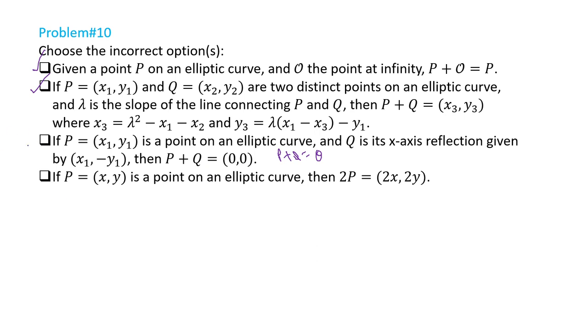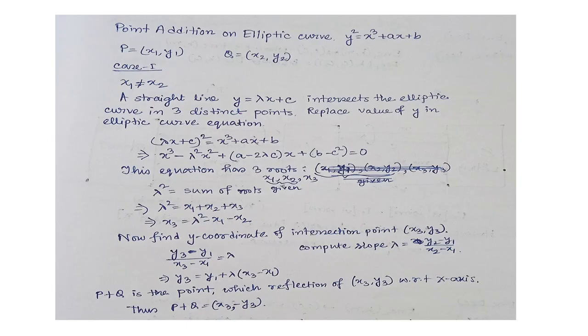So this is wrong. And the last statement says if P equal to x comma y is a point on an elliptic curve, then 2P equals 2x comma 2y. This is wrong. 2P is actually the way you add x comma y and x comma y in an elliptic curve. That is not 2x comma 2y. You have the same formula here, right? Like that you will compute, and we'll briefly see where this formula comes from.